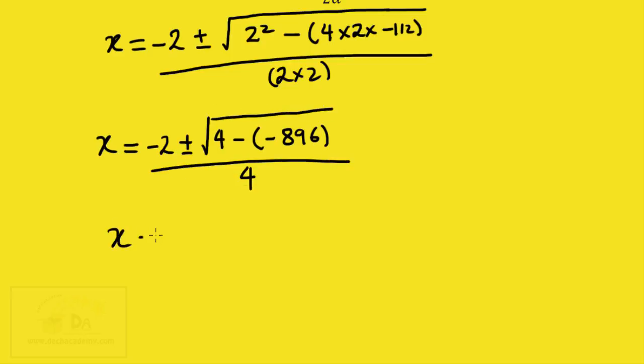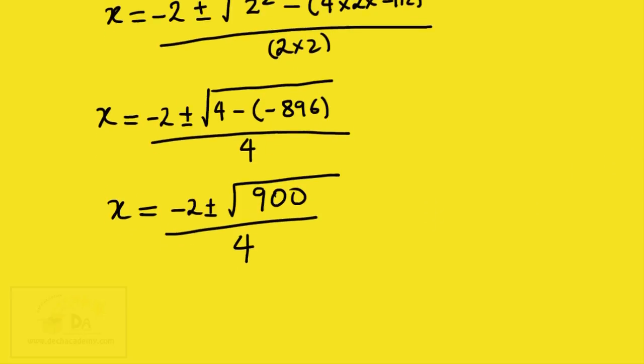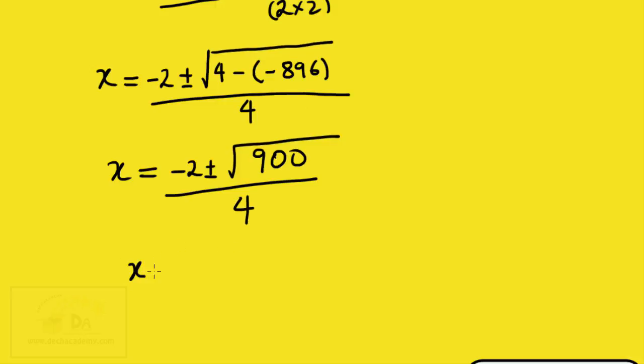So this gives x is equal to minus 2 plus or minus the square root of 4 minus 896, which is the same thing as 4 plus 896, which is 900. So we have the square root of 900, all divided by 4. And this gives x is equal to minus 2 plus or minus the square root of 900, which is 30, all divided by 4.